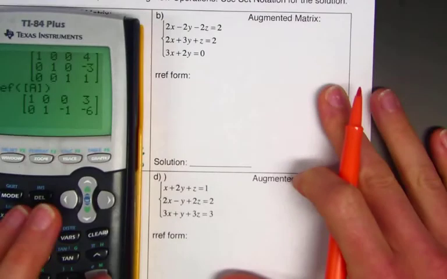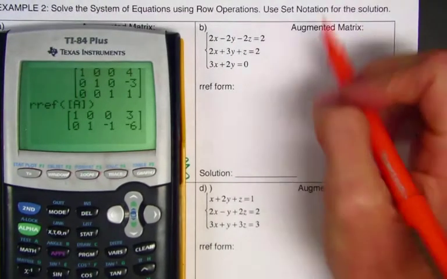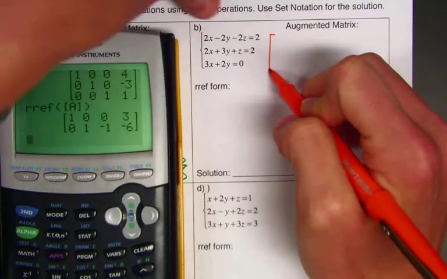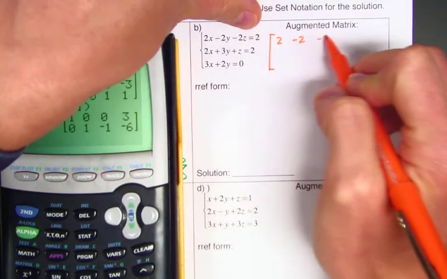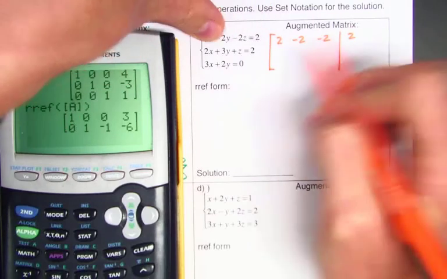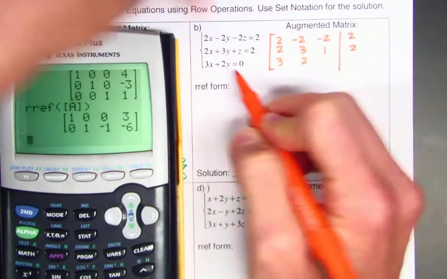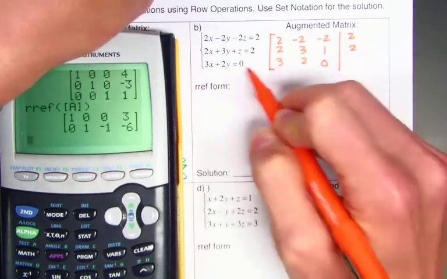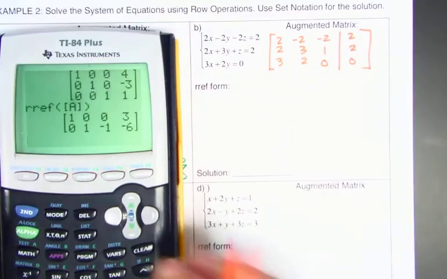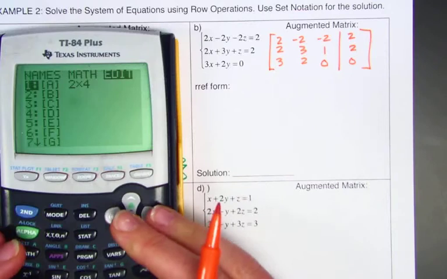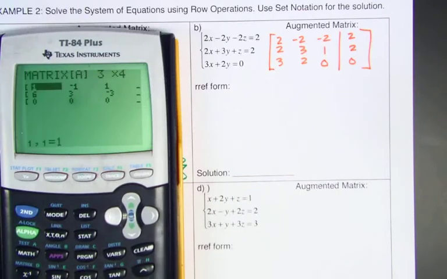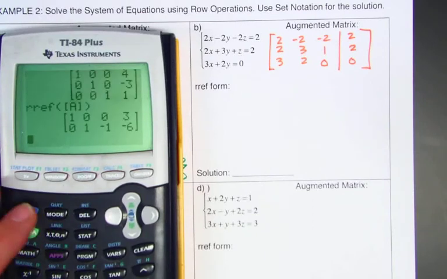For B, our augmented matrix is going to be 2, -2, -2, 2, 2, 3, 1, 2, 3, 2. There is no z term, so that's 0, and then the constant is also 0. So we need to change our matrix to a 3 by 4.